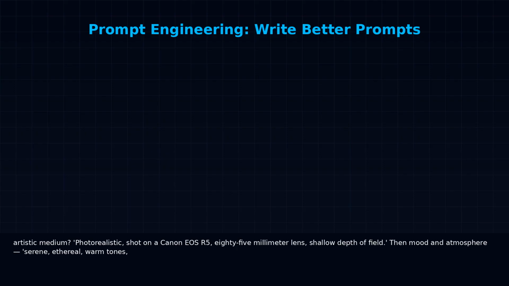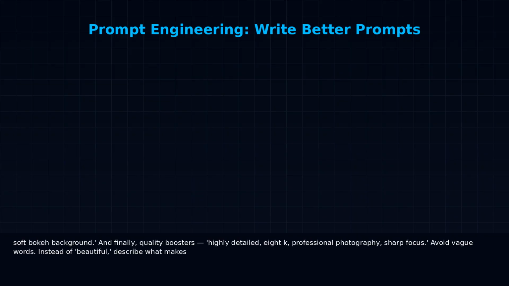Photorealistic. Shot on a Canon EOS R5. 85mm lens. Shallow depth of field. Then mood and atmosphere. Serene, ethereal, warm tones, soft bokeh background. And finally, quality boosters: highly detailed, 8K professional photography, sharp focus.